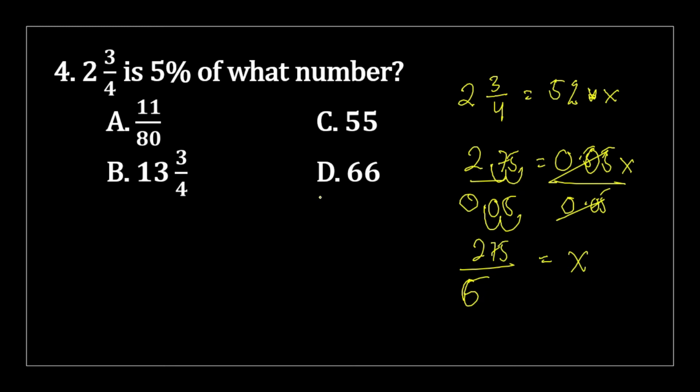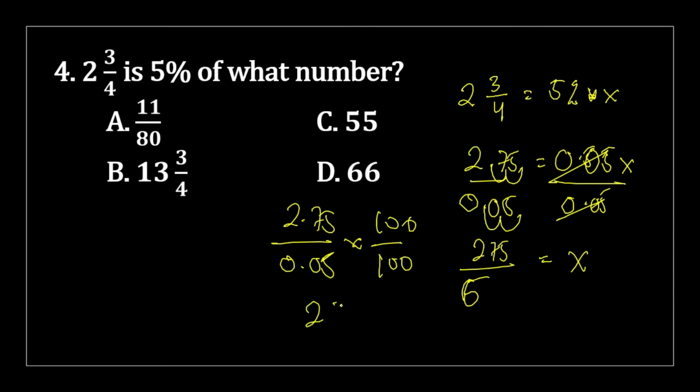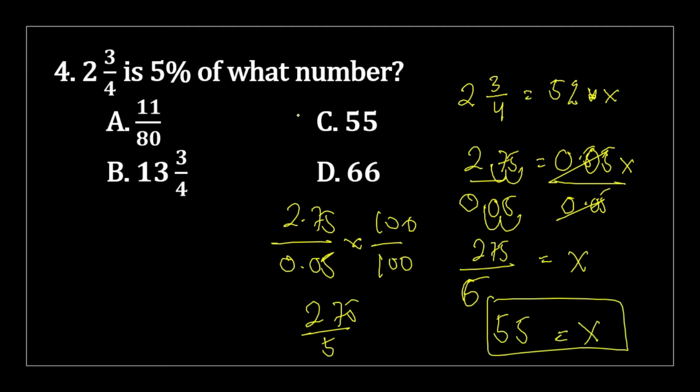If you're confused with this, you can just take 2.75 over 0.05 and multiply it by 100 over 100. So that gives you 275 over 5. Now 275 over 5 is equal to 55. Therefore, x is equal to 55. So the answer is letter.